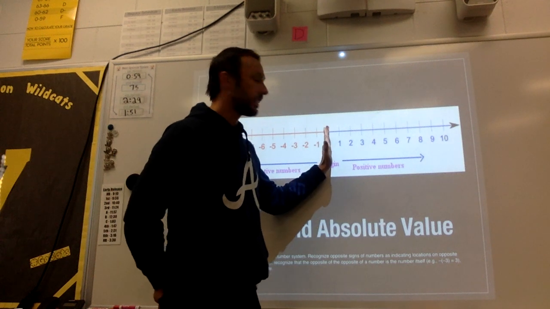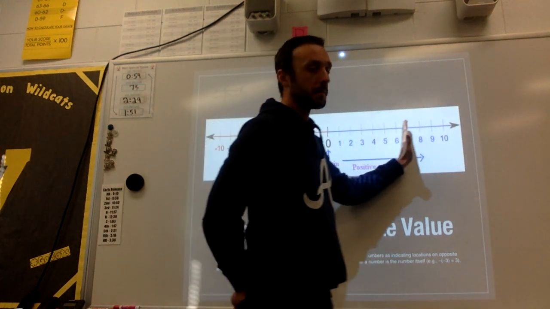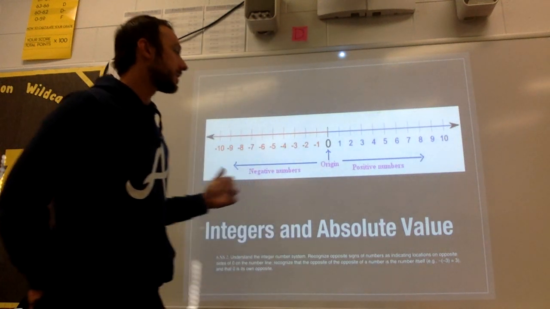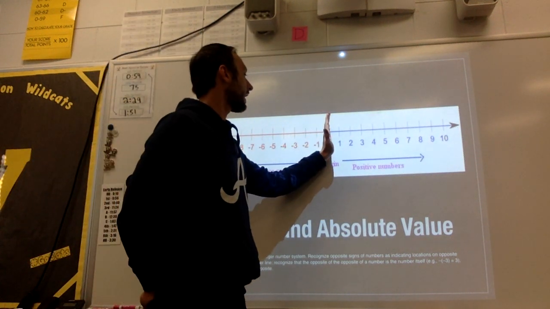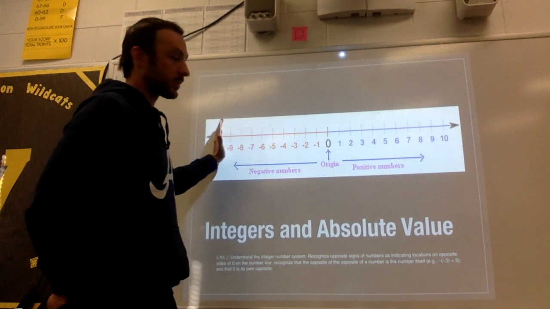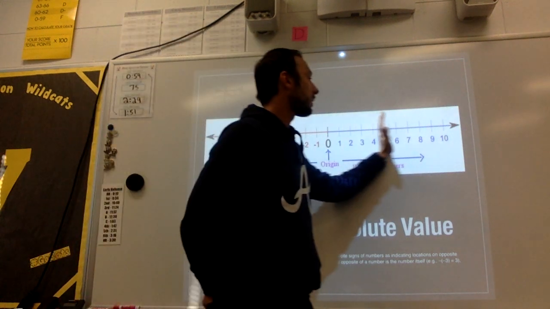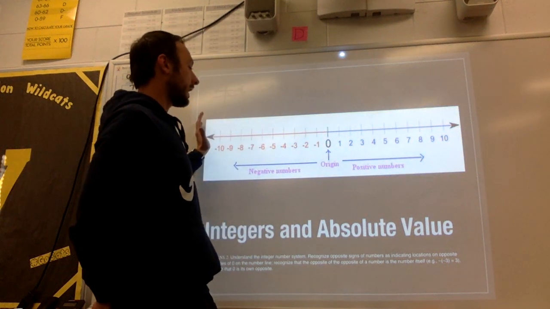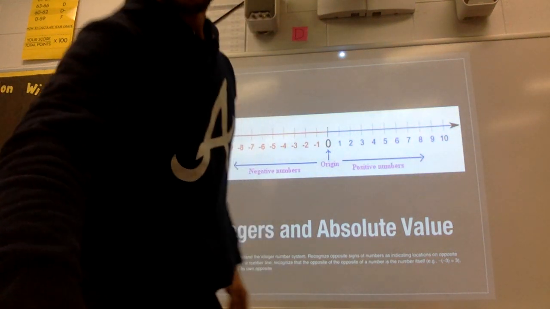Numbers to the right are positive. If I start at zero, the farther I get away from zero, the bigger my numbers get. The opposite is true for the other side of zero. If I start at zero and go to the left, the smaller my numbers get. So the farther I get away, the bigger on the positive side, and the smaller on the negative side.